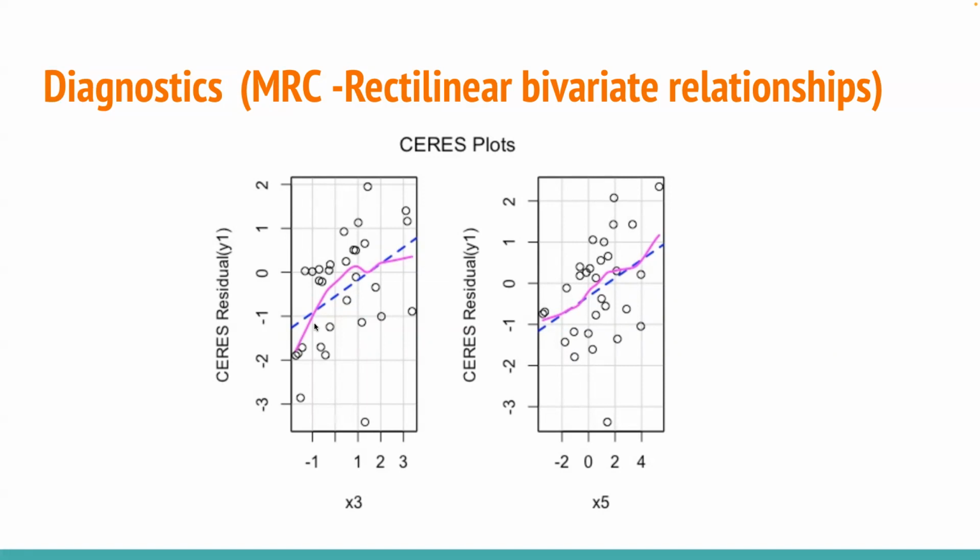And we see some slight curves, particularly with X3 at the far ends. But for the most part, the purple line aligns really nicely. And we can see that both X3 and X5 are rectilinear with our dependent variable of Y1. If we had heteroscedasticity, this would show more error, and the purple line would deviate a lot more from the blue dotted line.